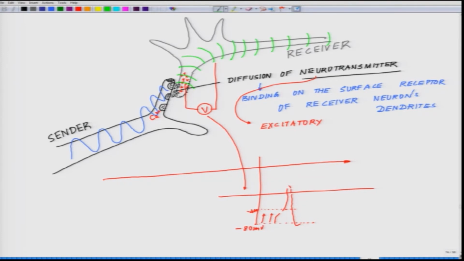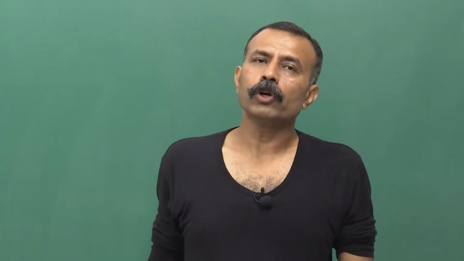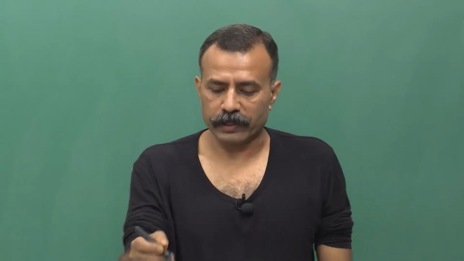Vice versa, if instead of this being excitatory, this is inhibitory, then what will happen? From minus 80, it will go further down. It will become negatively hyperpolarized. It is already in a polarized state of minus 80. This will become negatively hyperpolarized. So for this cell to shoot an action potential will be much more difficult, the second one.